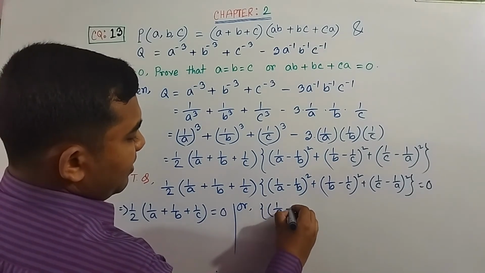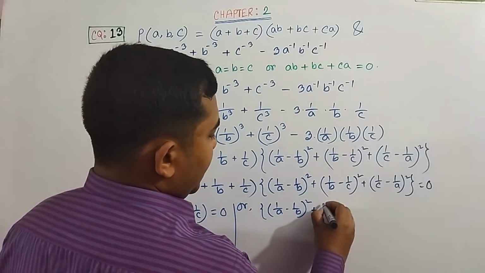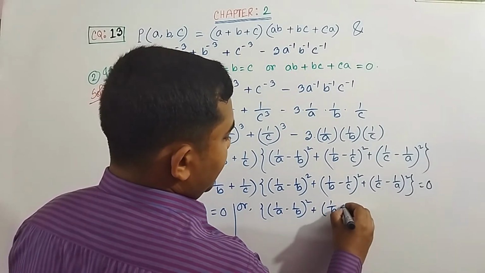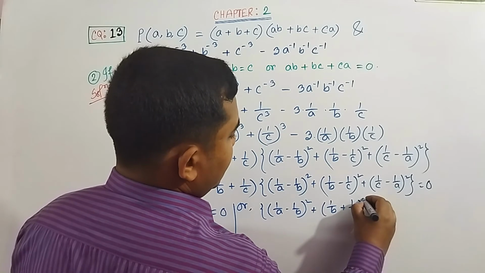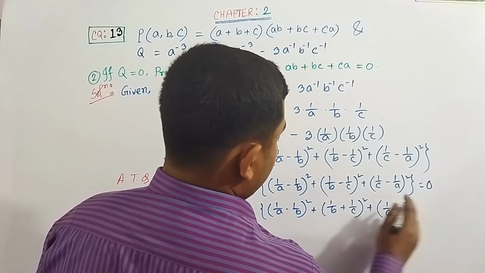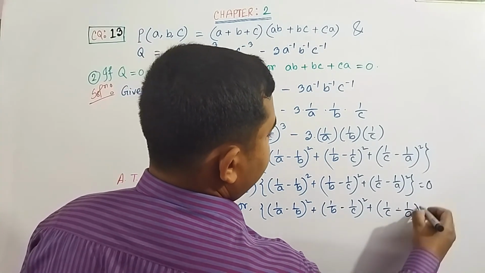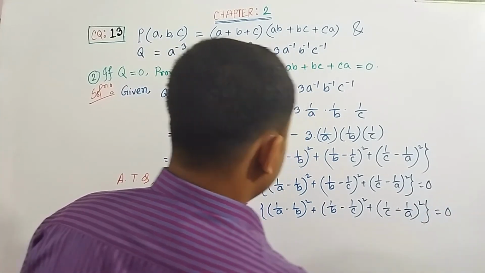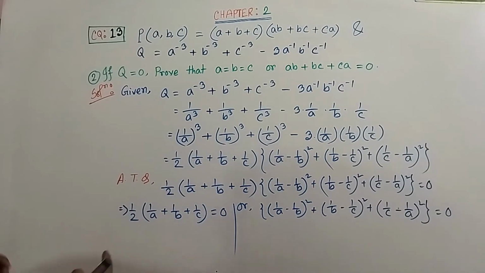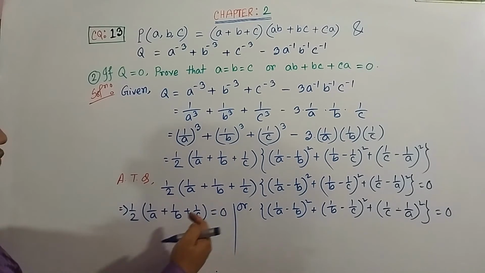1/a − 1/b whole square plus 1/b plus 1/c whole square plus 1/c minus, actually minus not plus, a whole square equal to 0. And here actually half, if it sent to the other side, then 0 into 2 will be 0.